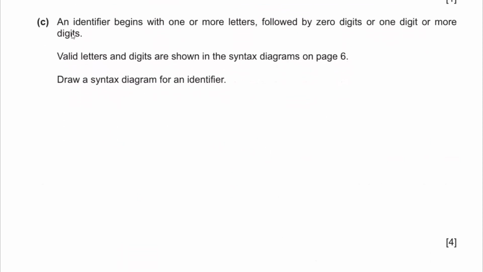Now the next one is a syntax diagram. An identifier begins with one or more letters, followed by zero digits, so no digit, or one digit, or more digits. Okay, so digits can also repeat themselves. Valid letters or digits are shown in the syntax diagram. So draw a syntax diagram for the identifier.